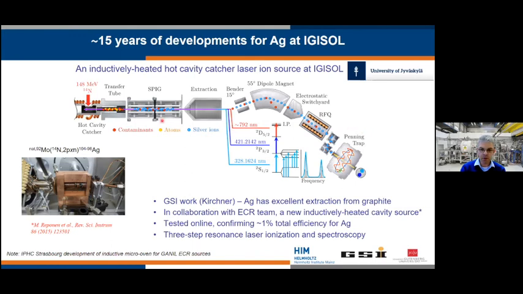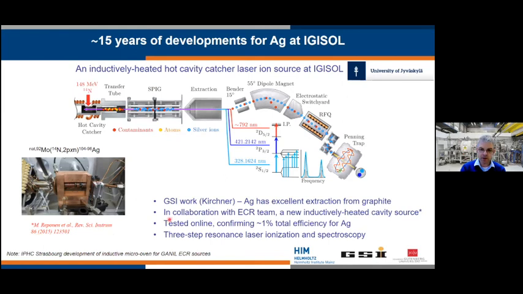So the work they did on the ion source side is more or less a follow-up of some work that had been initiated at GSI many years ago by Reinhard Kirchner. And he had found that excellent extraction of silver is possible from graphite. And then together with the local ion source experts, they prepared this new ion source, and more details are given in this publication.